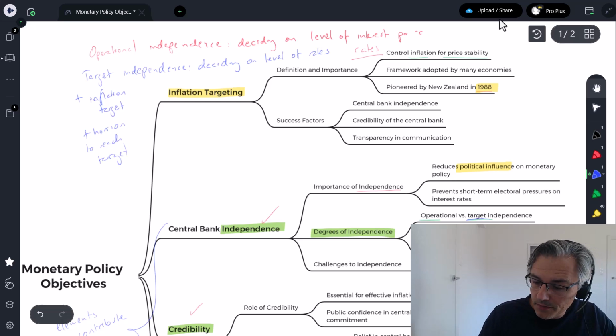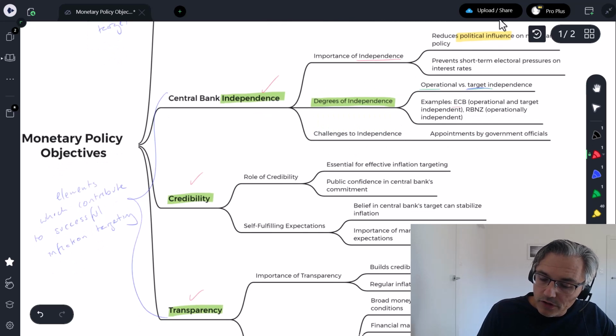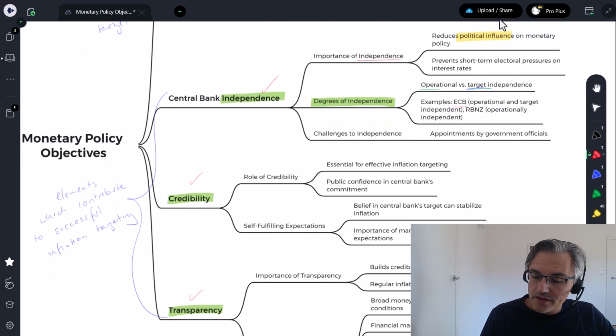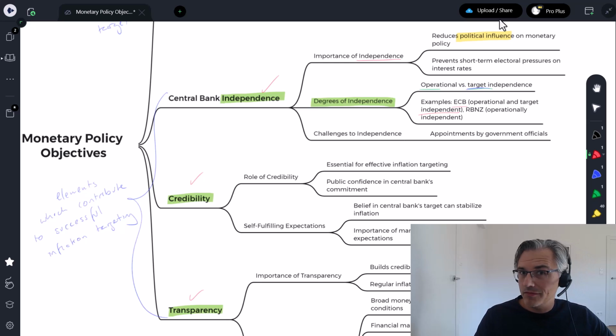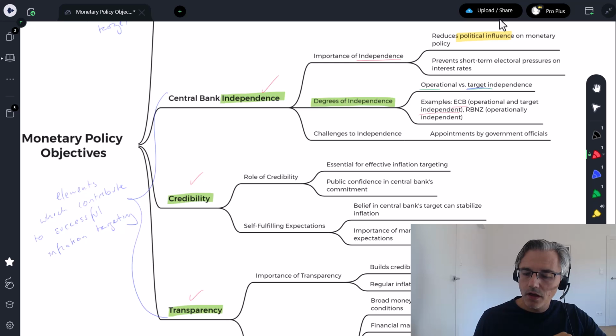So, for example, in the Eurozone, we've got the European Central Bank, the ECB, and the ECB has both operational and target independence. So the ECB Monetary Policy Council set the target inflation level to which they want to get, and they make decisions about how to get there in terms of increasing or reducing interest rates.